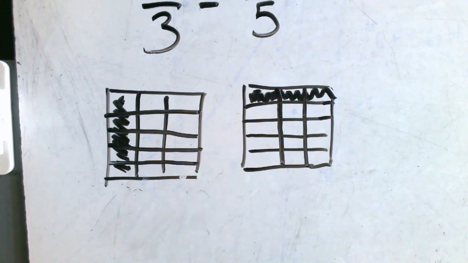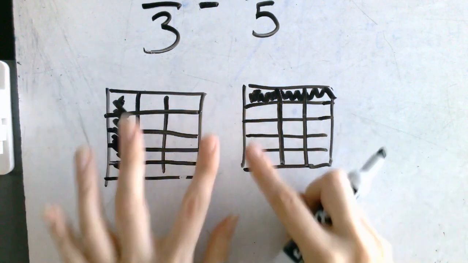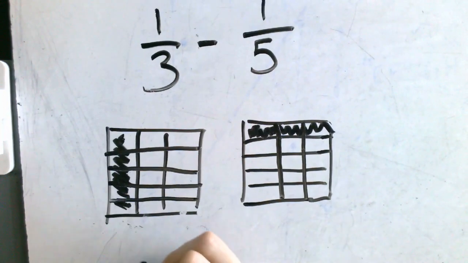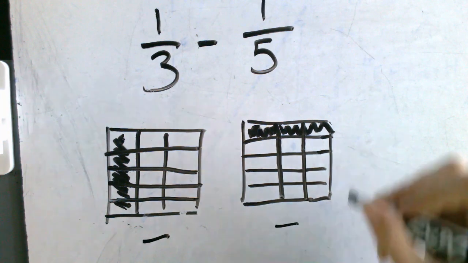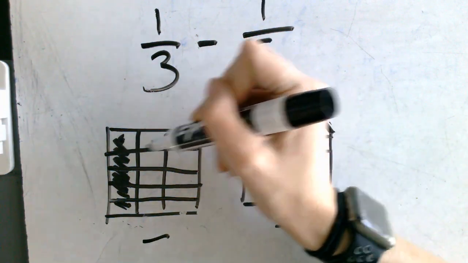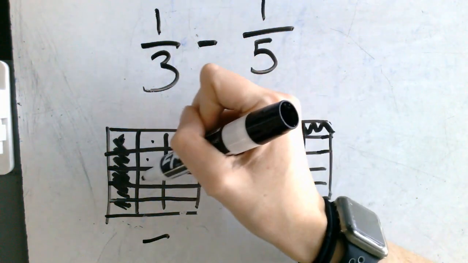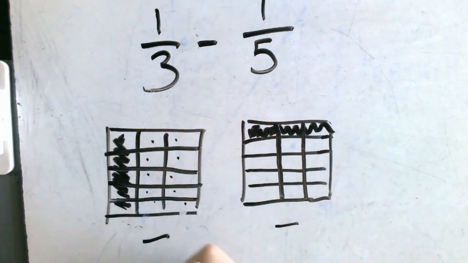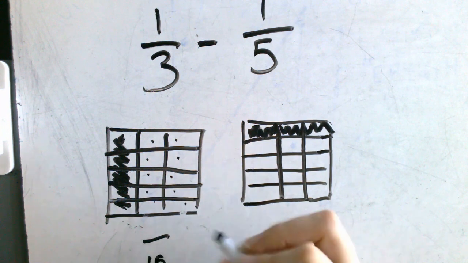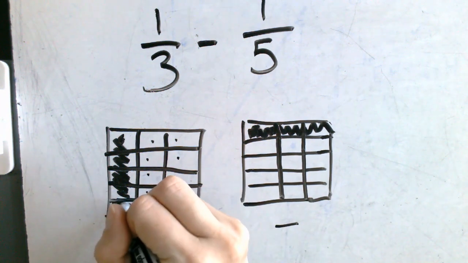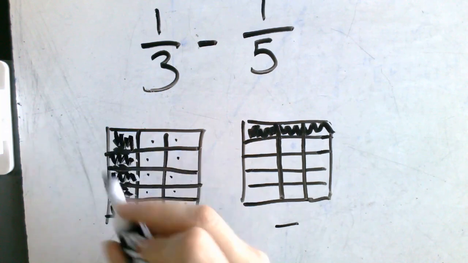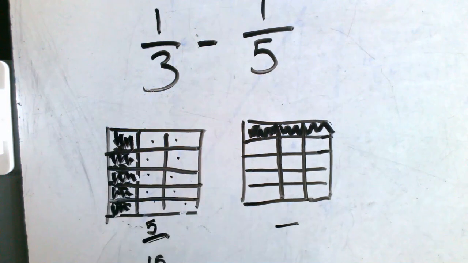Now, my pictures look like they have the same amount of boxes. Let's count and see if they have the same amount of total boxes in them. Count with me. 1, 2, 3, 4, 5, 6, 7, 8, 9, 10, 11, 12, 13, 14, 15 on this side. And how many are colored in? 1, 2, 3, 4, 5. So on this side, we have 5/15.